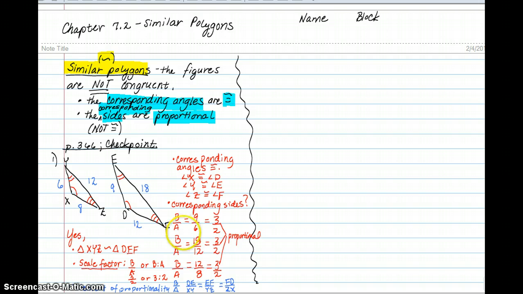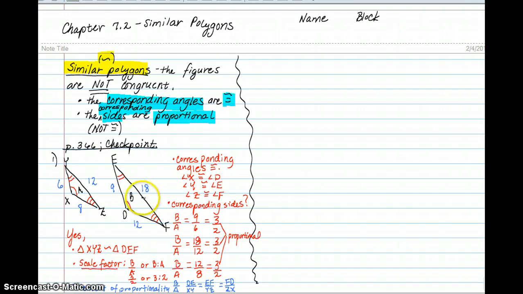So now we're going to look at B to A again. This is figure B. Let's go ahead and write that in there. This is figure A. So we're looking at EF, which is 18, to YZ, which is 12. 18 over 12 simplifies to 3 over 2. So far, so good. We're proportional.